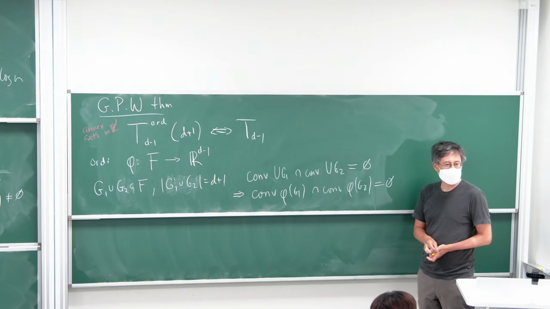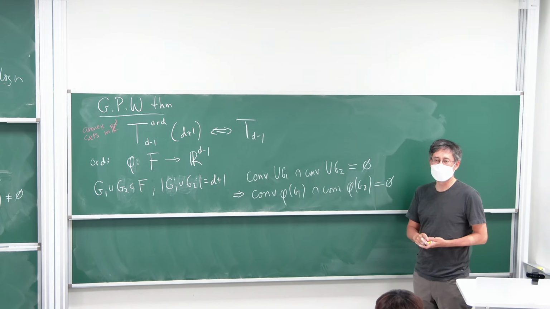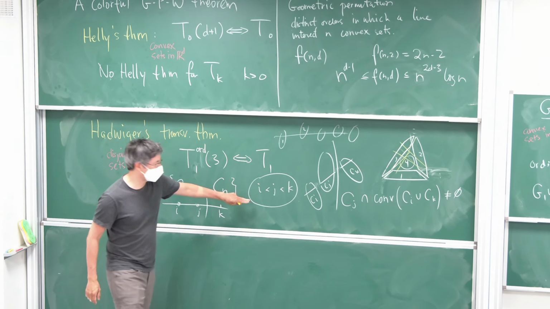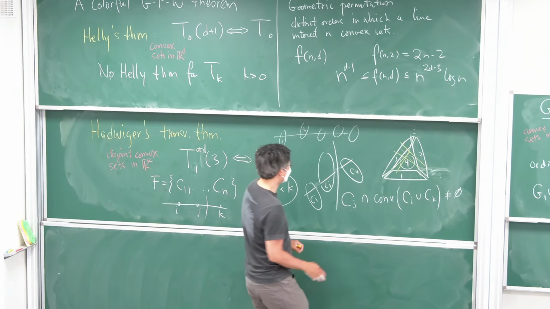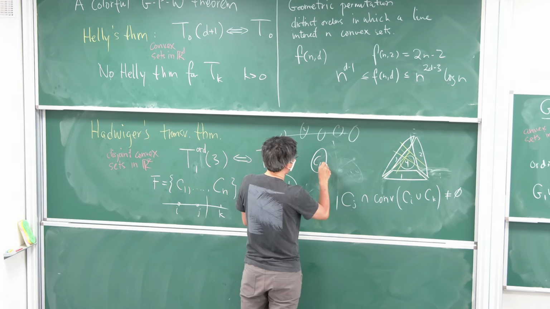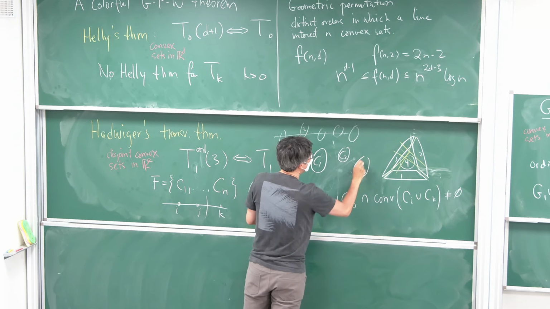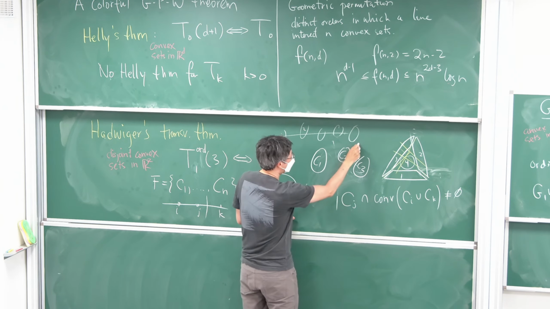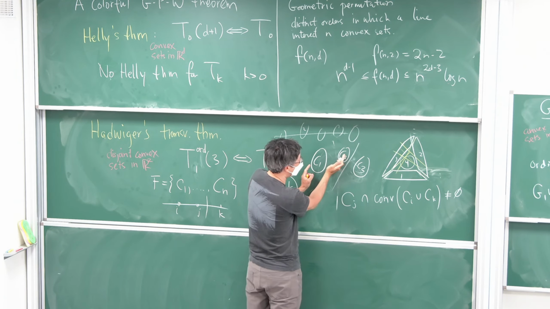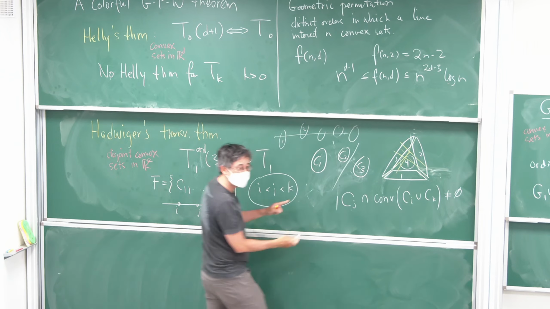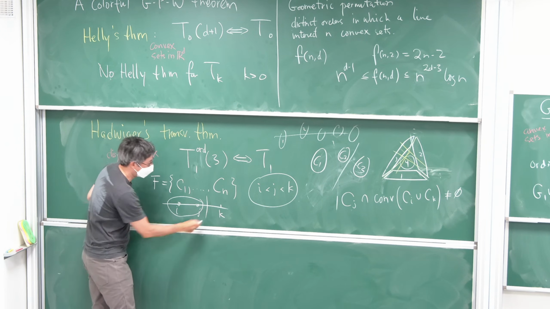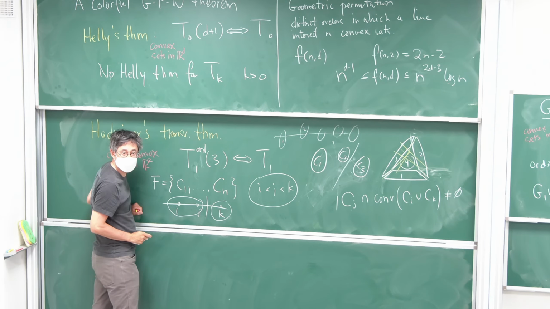Is it clear? No. Okay, so let's go back to the linear ordering. I look at my sets C1, C2, C3. I can separate 1 and 2 from 3, so the convex hull of 1 and 2 is disjoint from the convex hull of 3. Then the same thing should happen in my linear order: i and j should be separated from k. Right?